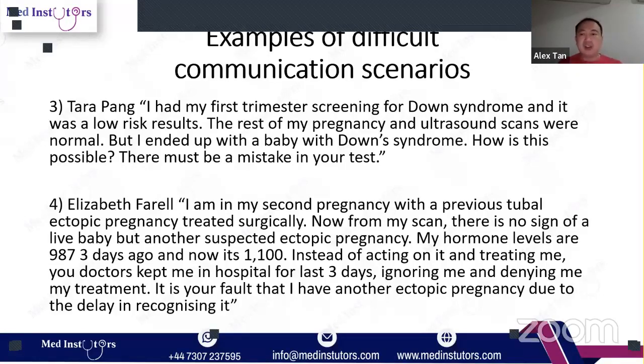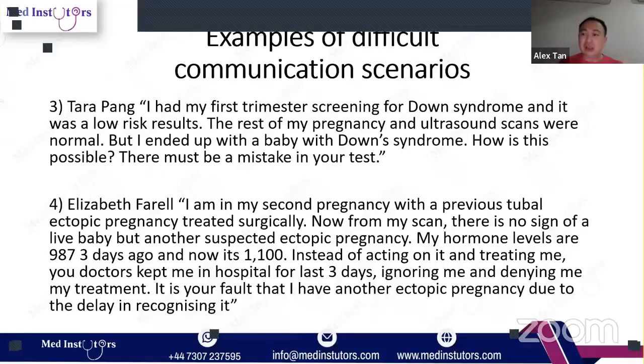So Tara had a first trimester screening for Down syndrome. It was low risk. The rest of the pregnancy scans were normal. But in the actual birth, she was told that she had a Down syndrome baby. In this station, she said, "How is this possible? There must be a mistake in your test. You're giving me the wrong information."